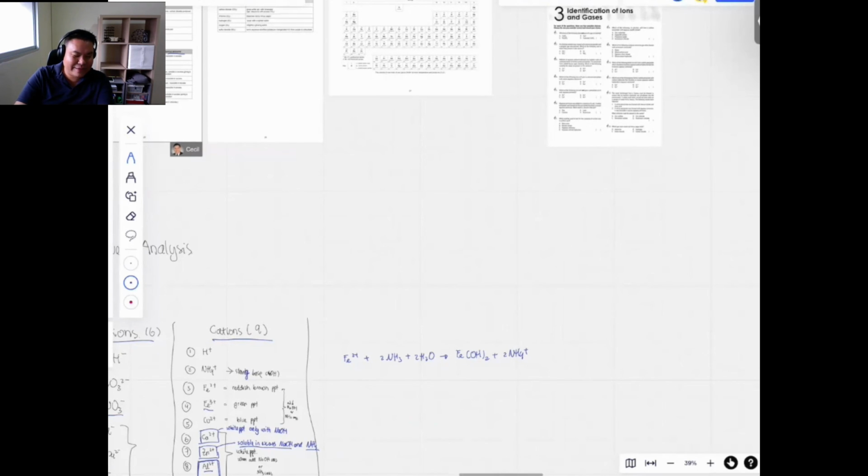Last question for today. Test for sulfur dioxide. For sulfur dioxide, you add aqueous potassium manganate, and it turns from purple to colorless.